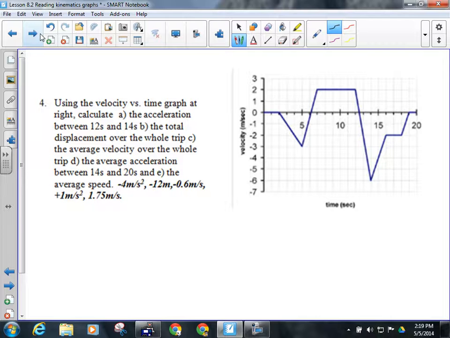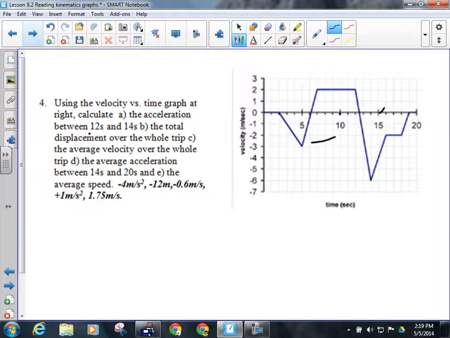Also as a reminder of how these work. Using the velocity versus time graph at right, calculate the acceleration between 12 seconds and 14 seconds. Well, one of the things we need to remember here is that acceleration on this type of graph is the slope of the line. It's the change in speed over the change in time. So between 12 and 14 seconds.